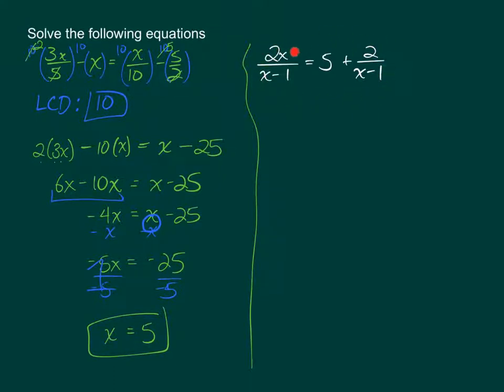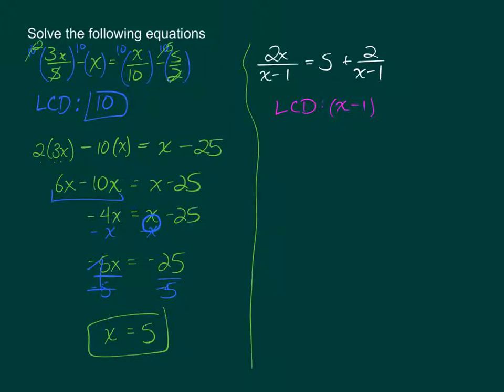Now over here with this example, this feels like we're just going to keep doing this idea. It would be really nice if we could get rid of these denominators. And so you look at the LCD. This denominator is x minus 1. This denominator is x minus 1. Luckily, they're the same thing. So I want to use that as my LCD. So the LCD here is, in fact, just x minus 1.